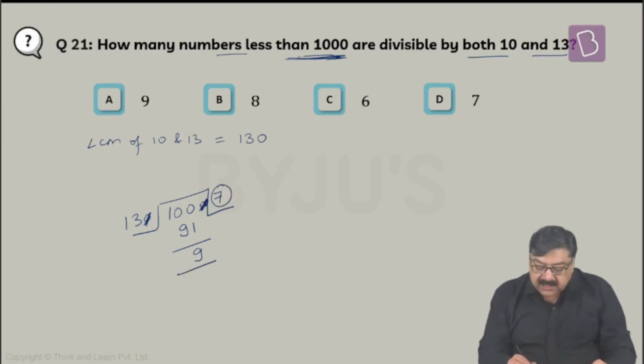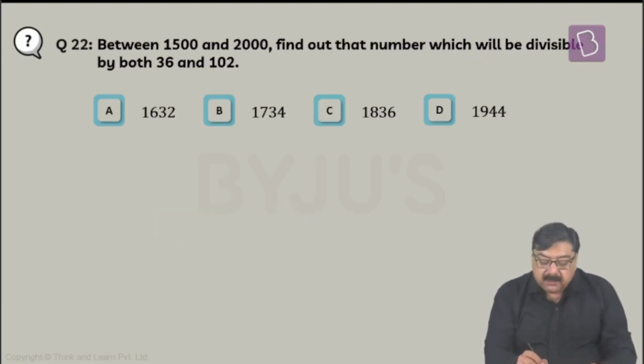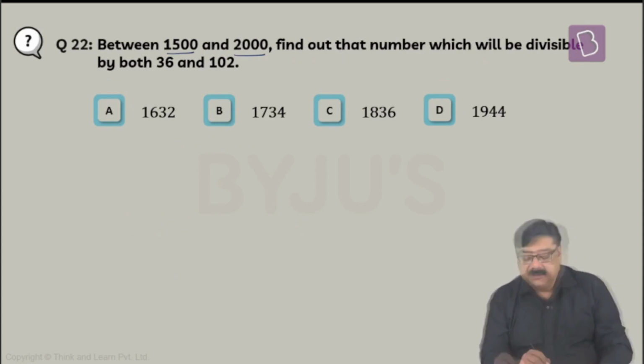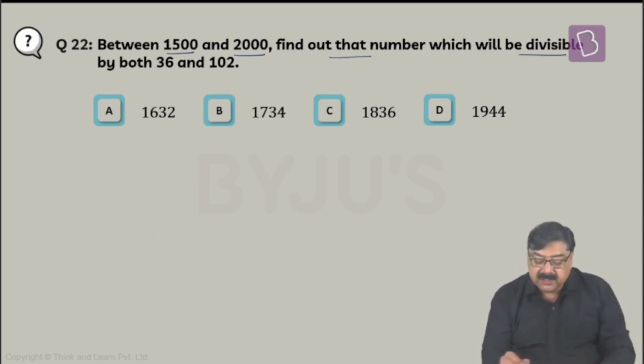So there are 7 such numbers which will be divisible by both 10 and 13, given to us in choice D. That is the answer. Now between 1500 and 2000, find out that number which will be divisible by both 36 and 102.